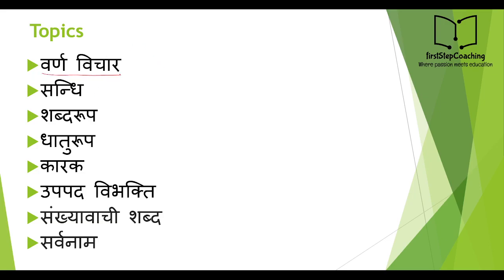So, our first topic will be Varn Vichar. Varn Vichar is the most basic topic of any language. So, varn means the smallest unit of any script. Varn is the smallest unit of any script. Like in English, we have alphabets A, B, C. The same way in Sanskrit, which is Devanagari script, we have swar and vyanjan, which are called as varn. So, we will explore in detail the different aspects of varn.